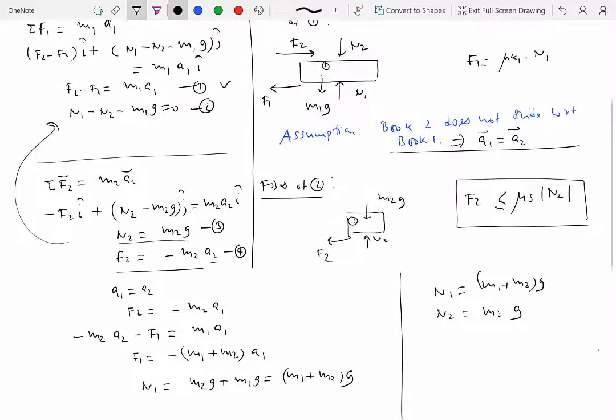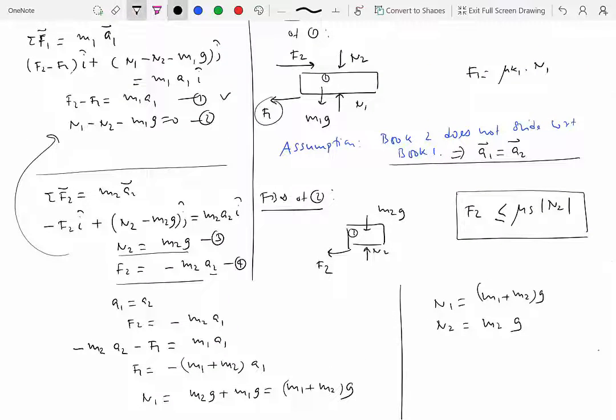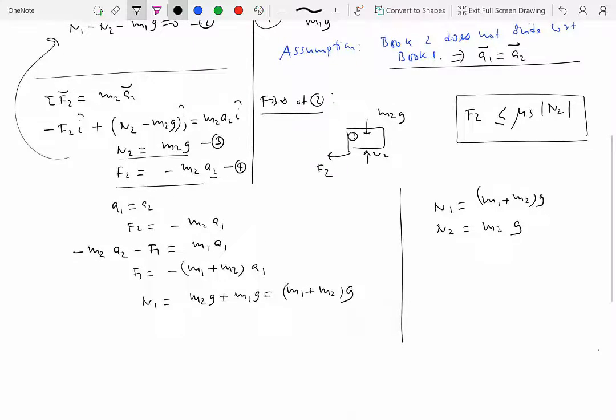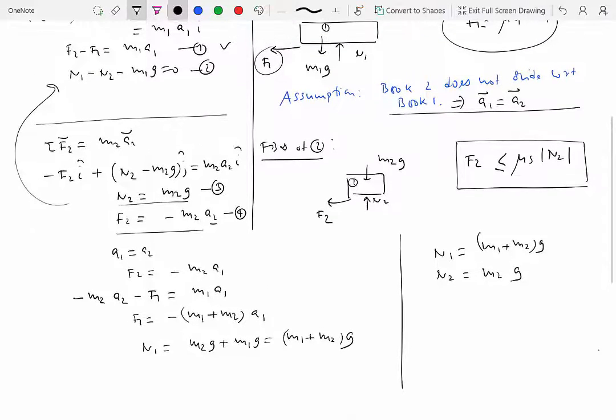What else do we know? Well, we also know that F1 is actually nothing but μK1 times N1, right? So we can get that as well. We have F1 right over here. We have also substituted F1 in equation number 1 and gotten this as a result, right?